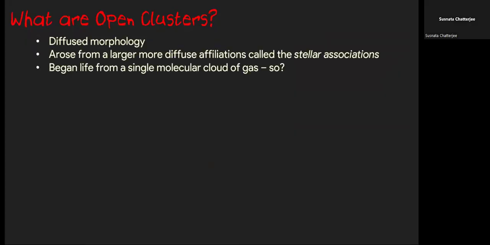What are open clusters? As I have told already, they have a diffuse morphology. You cannot make out a clear boundary of an open cluster. They arose from larger, more diffuse affiliations called stellar associations. So they have a homogeneous nature. They have the same age, more or less the same distance and chemical composition, because they began from a single molecular cloud. And unlike globular clusters, they continue to form today in the galactic disk.